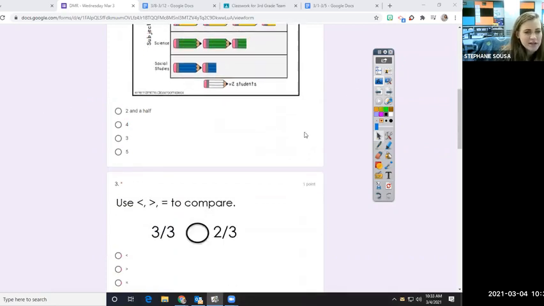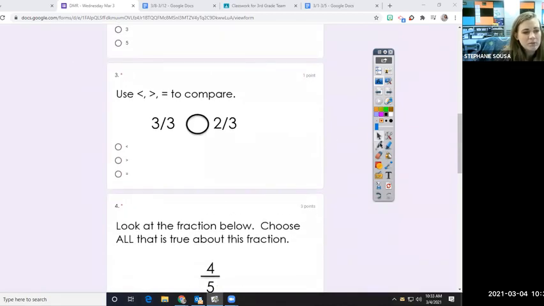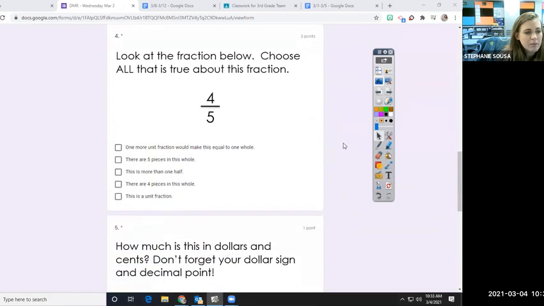All right, let's take a look at the next one. Use our comparison symbols to compare 3/3 and 2/3. These have the same denominator. When fractions have the same denominator, we are going to look at which is the greater numerator. 3/3 is greater than 2/3 because 3/3 is a whole and 2/3 is missing a piece.